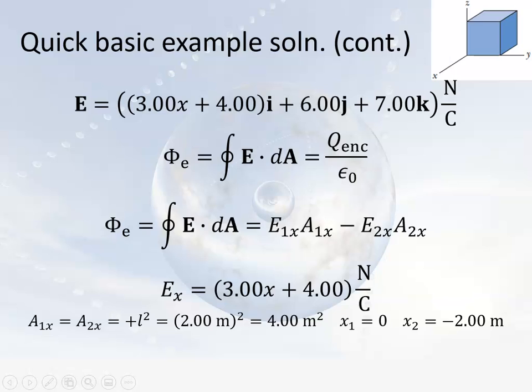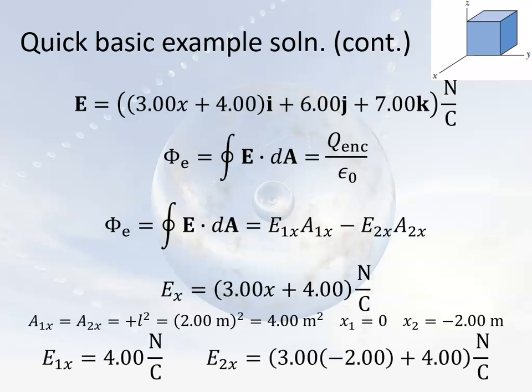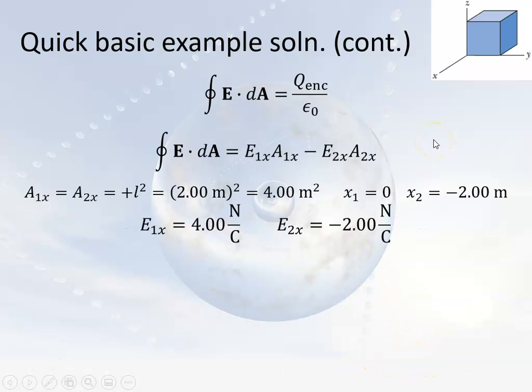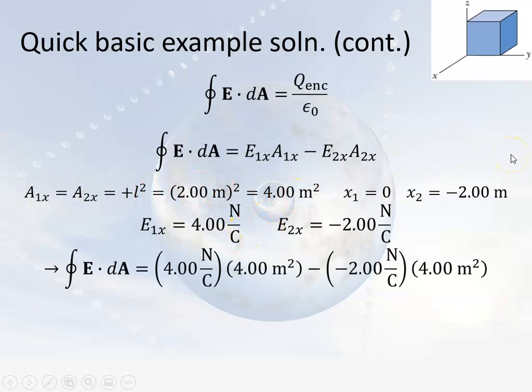Okay, so now it's time to finish this off. Plug in x1. x1 is 0, so the x component of the electric field at x equals 0 is 4 newtons per coulomb. But at the back end, at x equals -2 meters, the x component of the electric field is -6 plus 4, which is -2 newtons per coulomb. So there's where we're at so far. We already have our areas. Now it's just time to plug everything in.